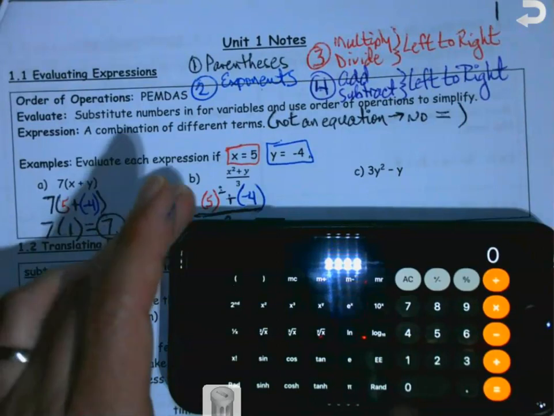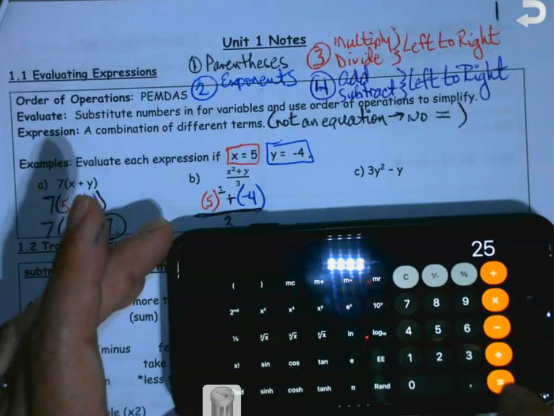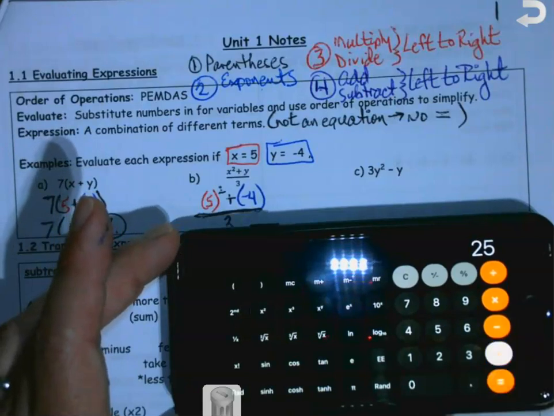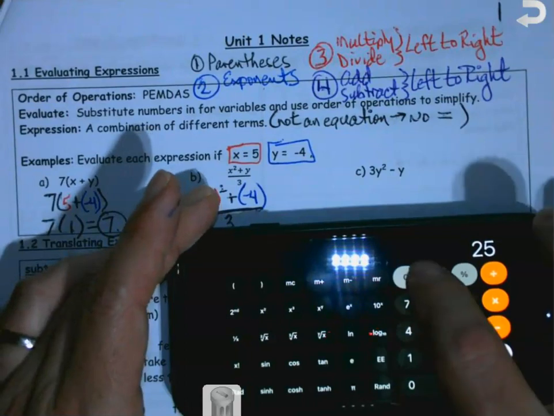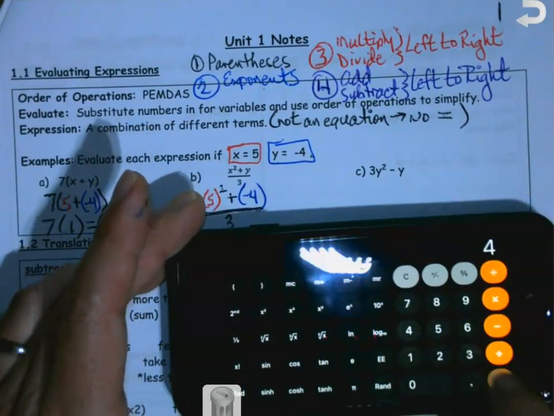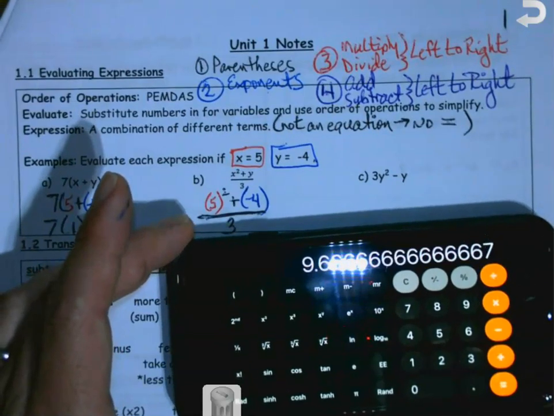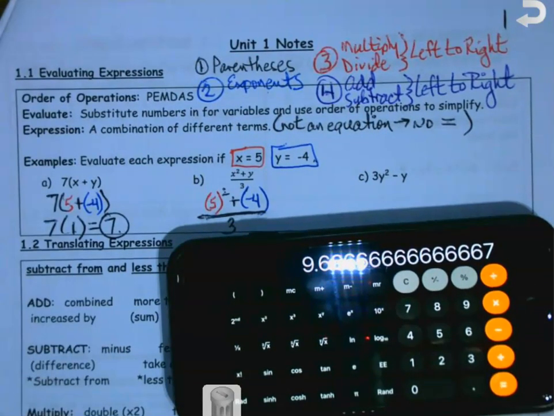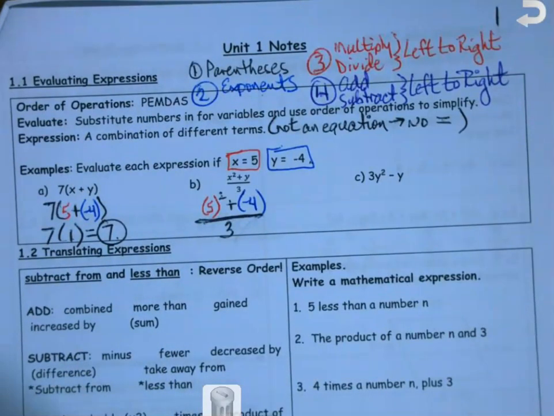So I pull up my calc and I'm like, all right, so 5 squared plus, and actually, oh, there it is, -4 divided by 3. Okay, so I get this big old decimal thing. Well, here's the problem. Your calculator is going to want to do some things right away that aren't going to be good for us long term.